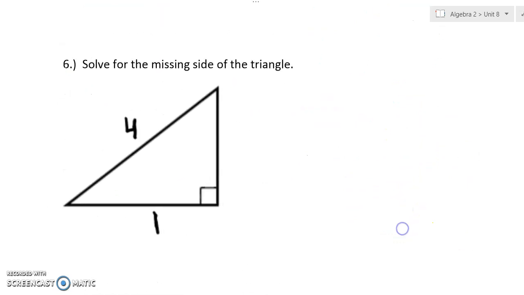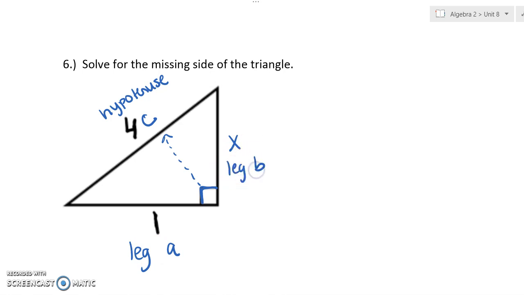And so here it says solve for the missing side of the triangle. So once again, we have the 90 degree, which means across from it is our hypotenuse. And hypotenuse is labeled with C. And the other ones are our legs. So we'll call this one A. And we don't know what this is, so we'll put an X there. And that's leg, and we'll call that leg B.